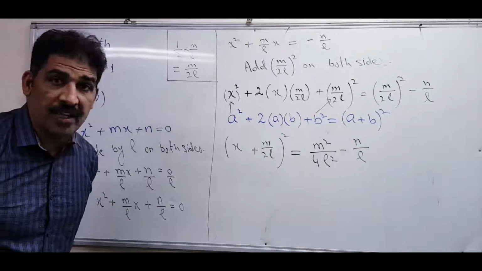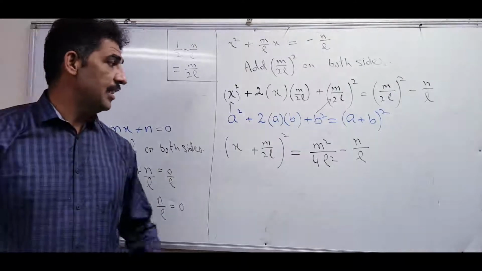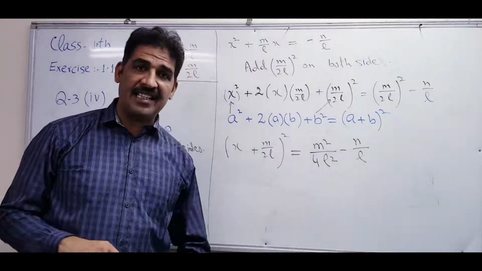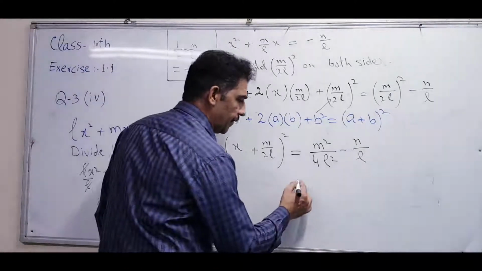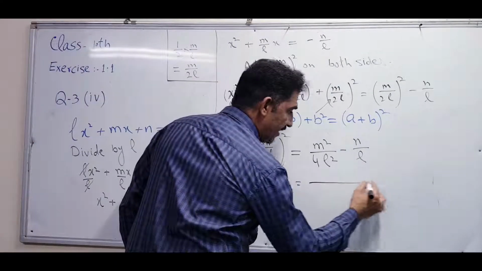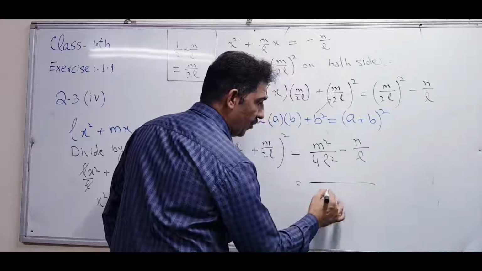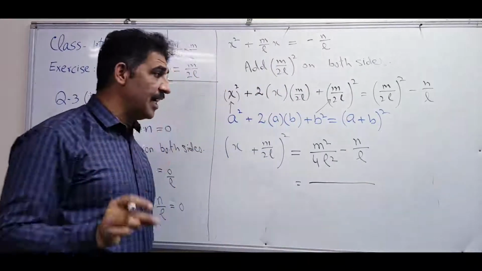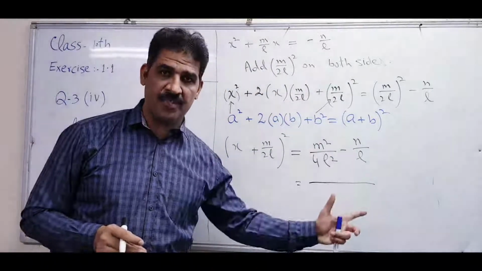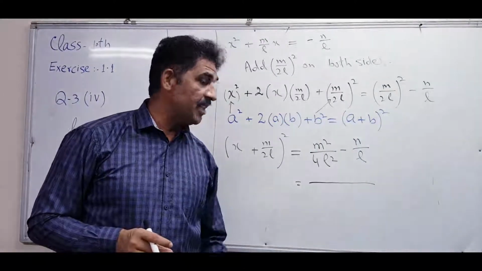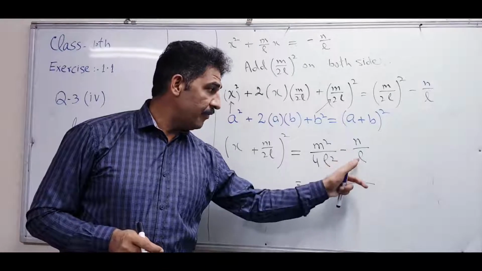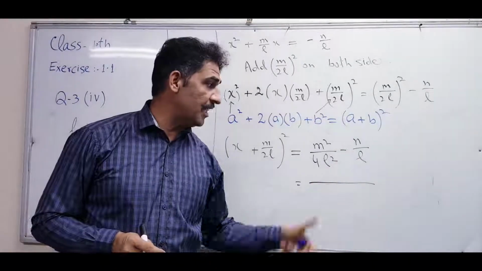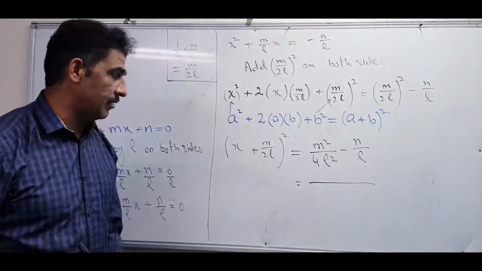Before taking the square root, I need to simplify the right hand side. Then after that I will take its square root. LCM: 4L square. To take the LCM, the denominator must be the same. One method is taking the LCM; the second method is to make the fraction denominators the same. Then you can write it as a single fraction.